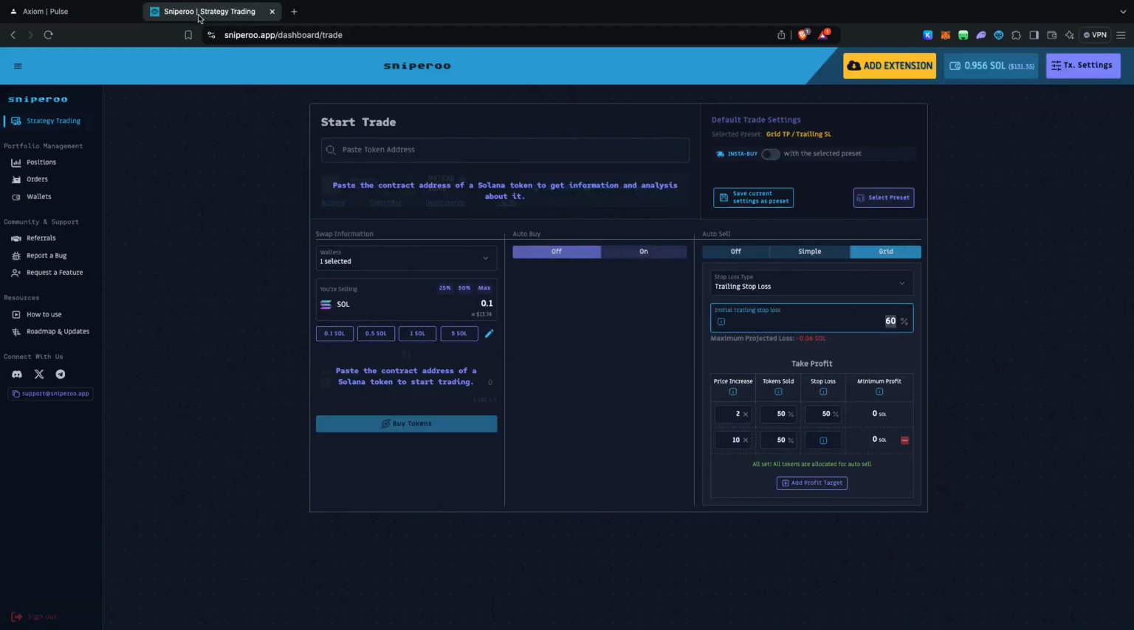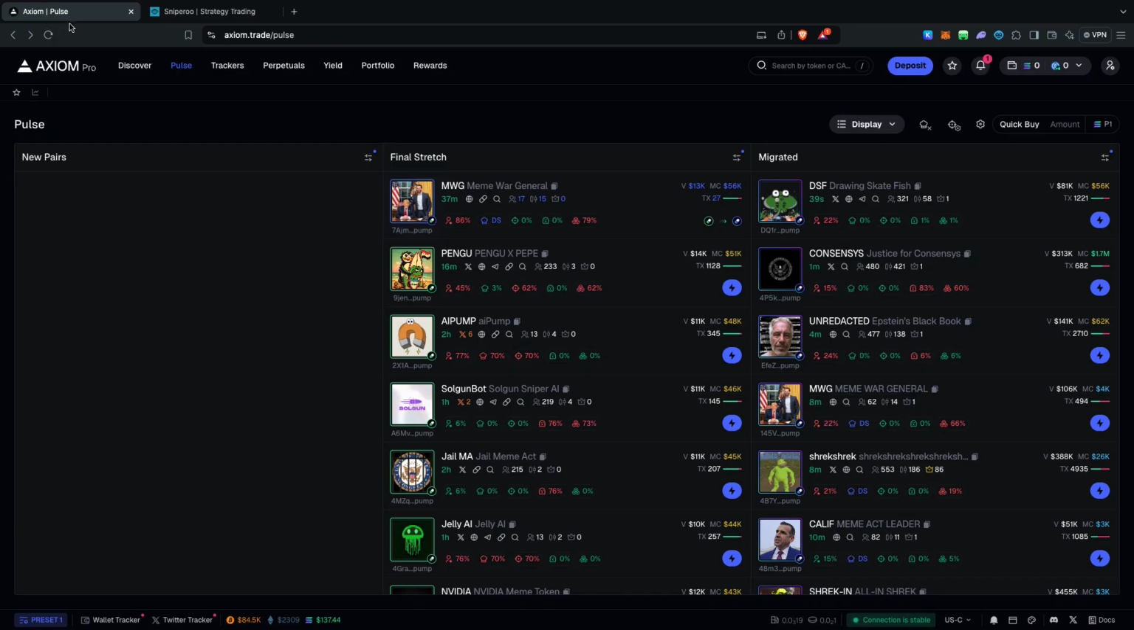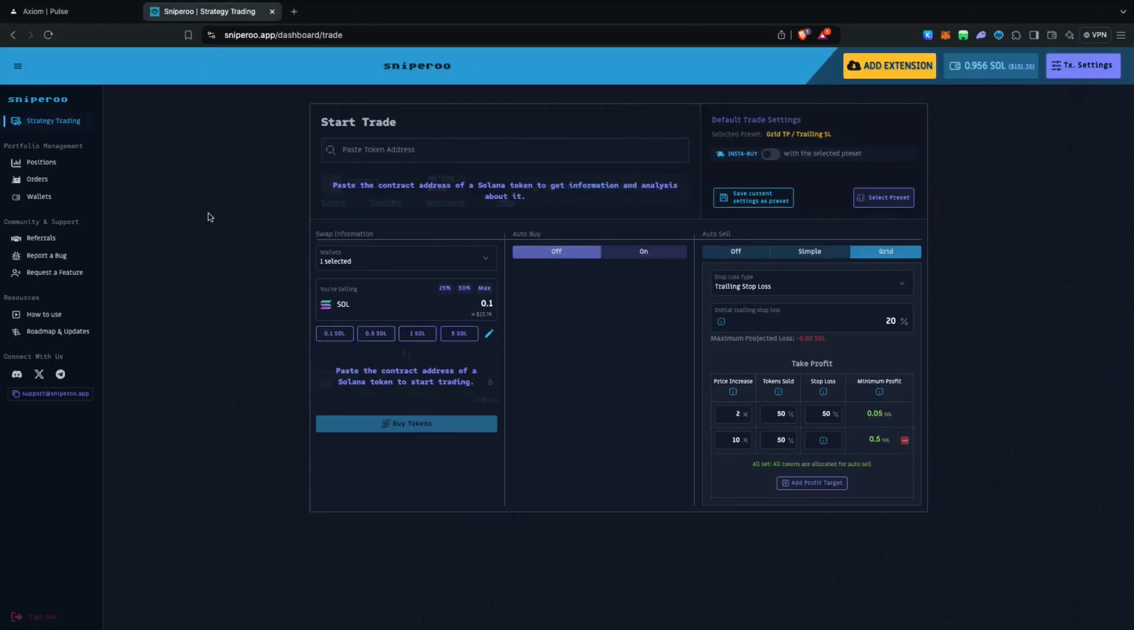So for example, on SNIPEROO, if I put a 20% trailing stop loss, obviously in conjunction with Axiom Pro and the filters that I'm about to reveal to you, trust me, you guys are going to have a 92.8% win rate. Trust me, if you want a win rate as high as above 92%, use the filters that I'm going to tell you and use SNIPEROO.